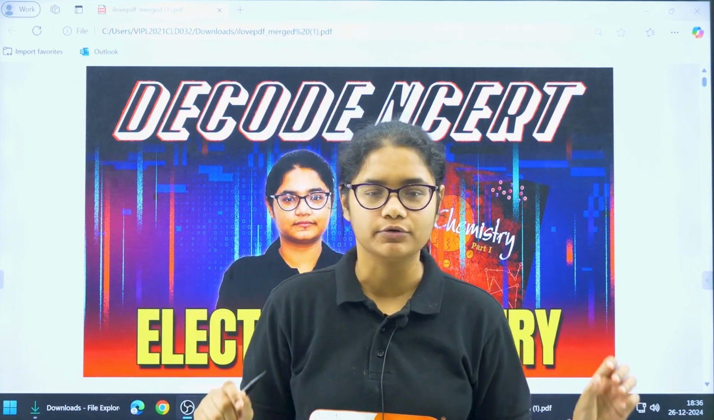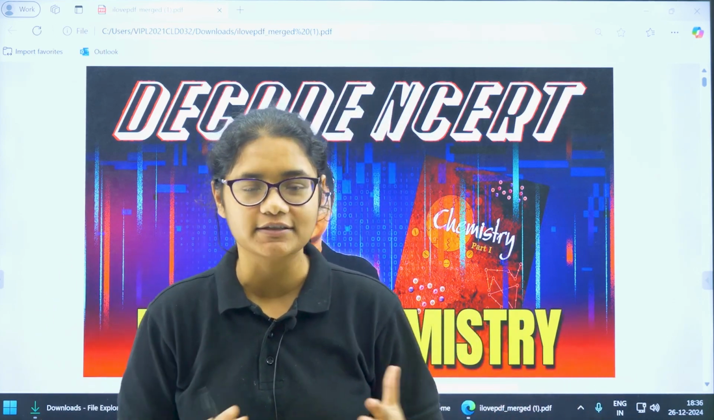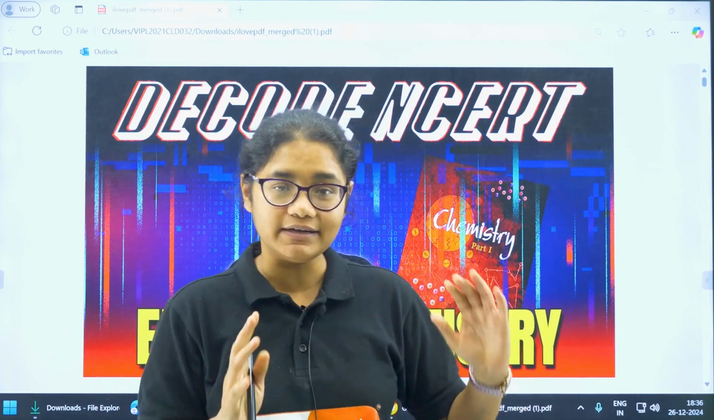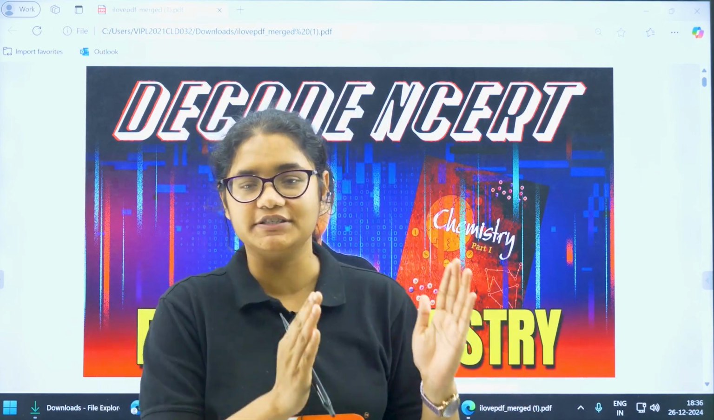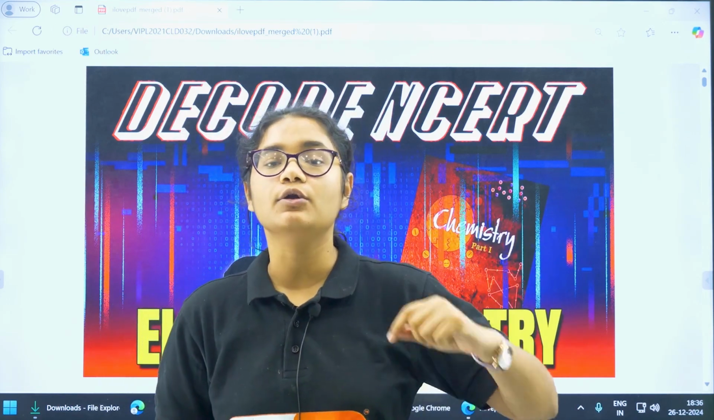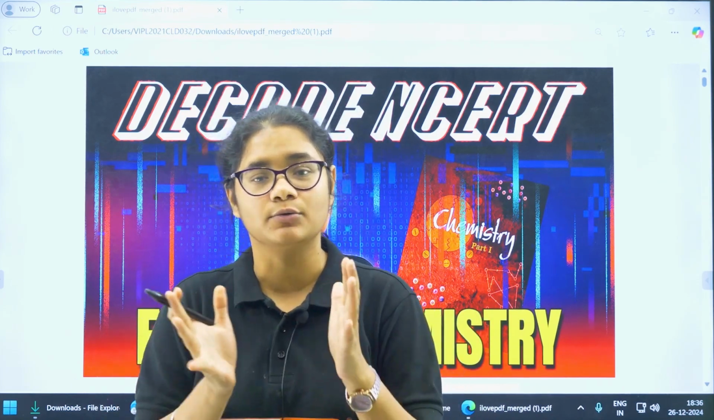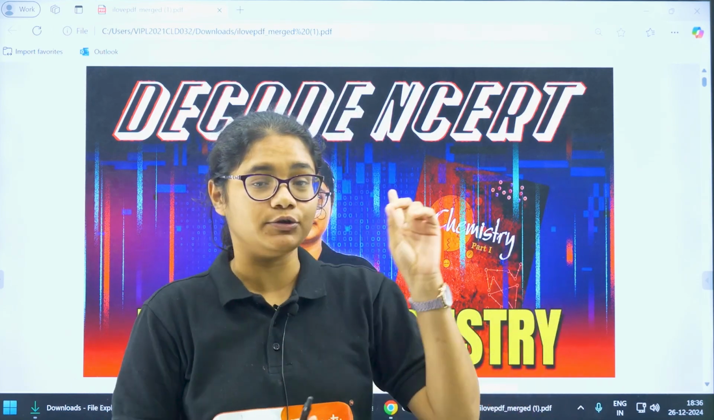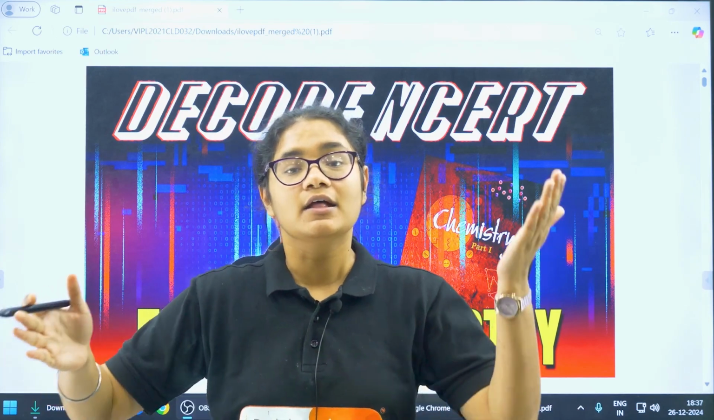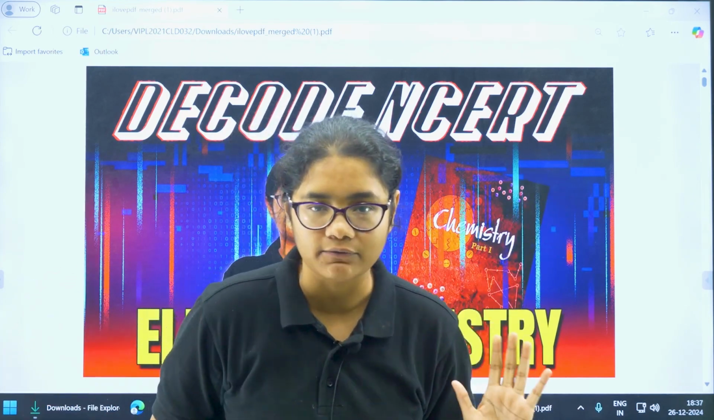So as I always told you, DECODE NCERT is not about teaching the whole chapter. In this I will tell you which sections of the chapter are very important, and what questions can be asked from that. So you need to highlight those things and revise only those parts from the book, and you can save your time by not reading the whole book line by line and word by word, right?